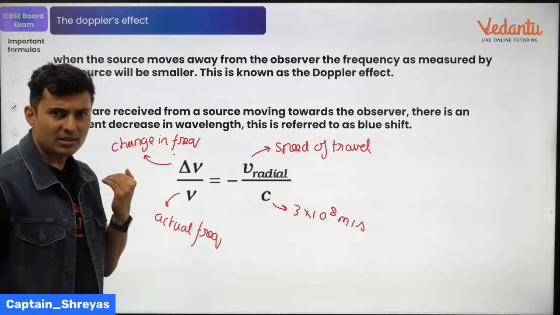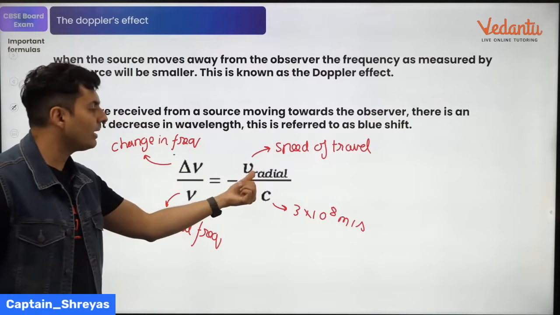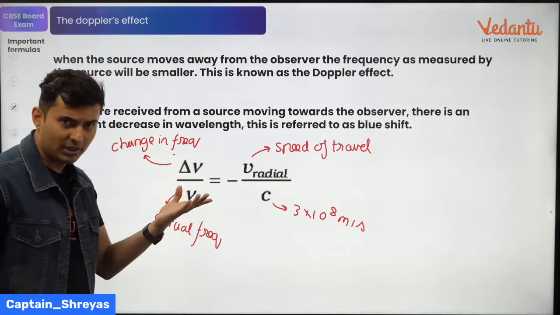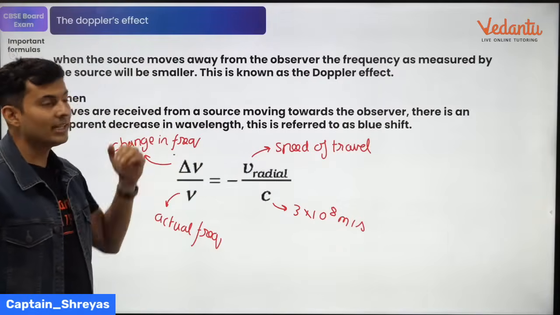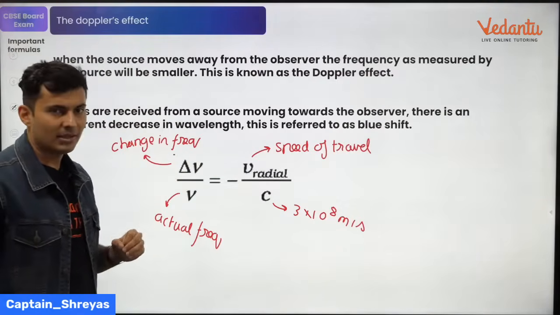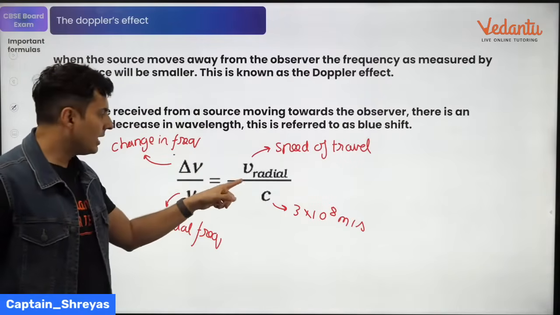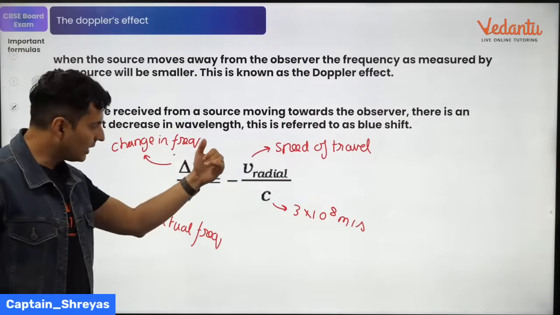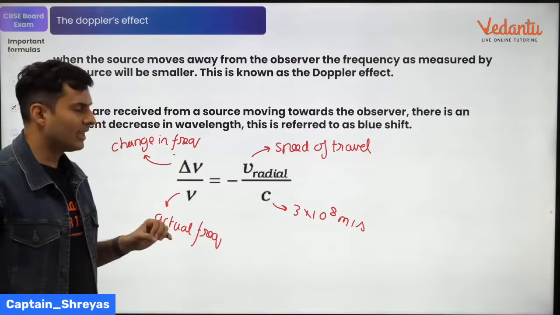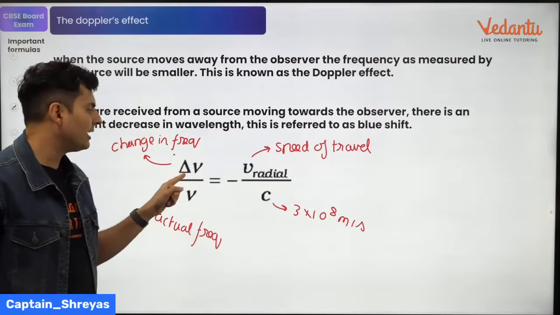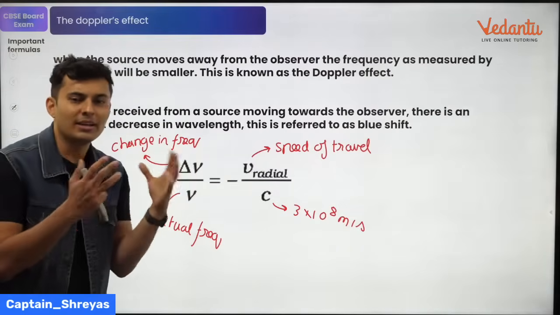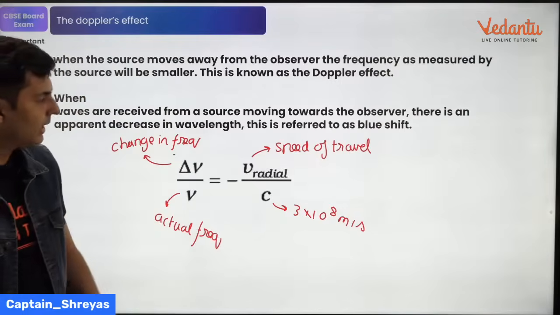If you come towards, then this V will be negative, negative into negative will be positive, so the frequency will increase. So keep this in mind, that if you are going away, then V is positive. If you are going towards the source, then it is negative. Accordingly, you will see whether delta is positive or negative, whether it should increase or decrease. That's all. Okay, keep this in mind.